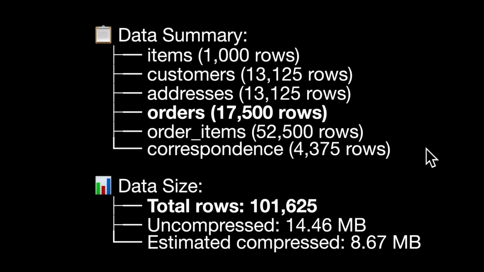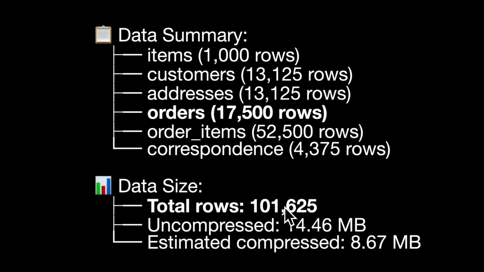All right, let's take a look at this database performance comparison. This is the database that we're working with for these tests. This is the same database that I used when I did the previous video. It's a sample e-commerce company. There's different tables for items, the actual items that we have in our product catalog, customers, addresses, orders, order items, which is the join table between orders and the items within that order, and correspondence, which is emails related to some of those orders. And we have a total of 101,625 records within this database total across all these tables.